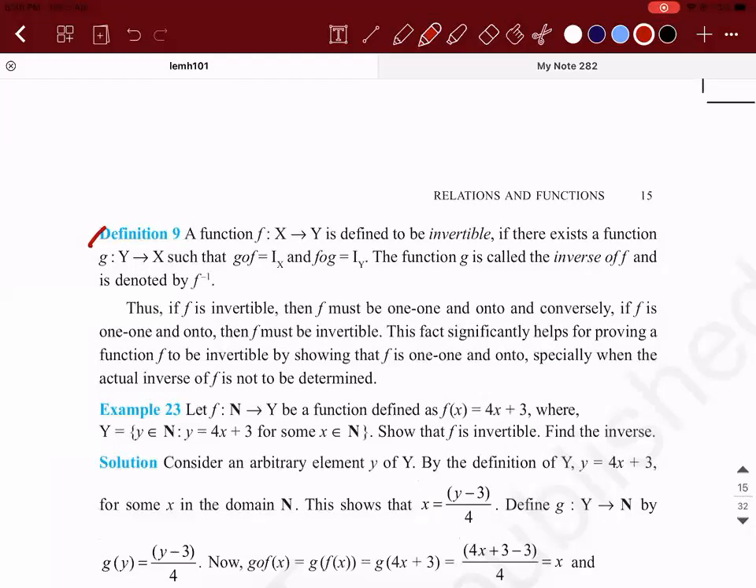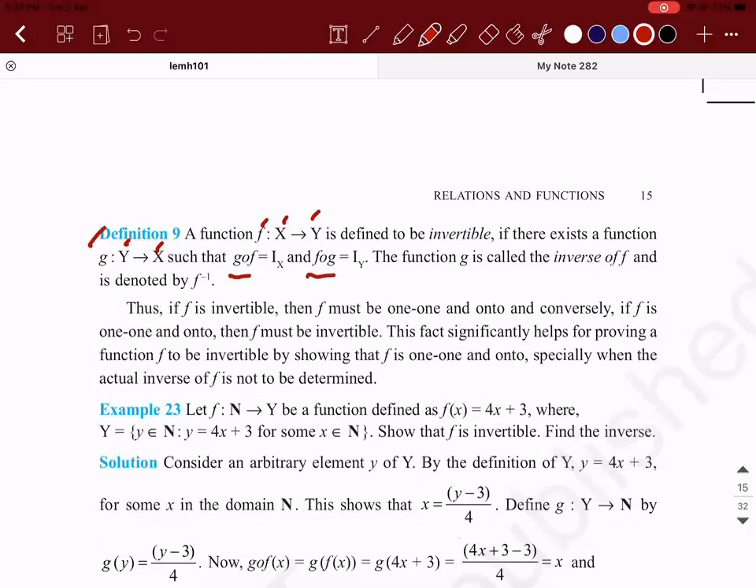Okay. If you have a function mapped from x to y, it is defined to be invertible under what condition? If there exists another function g, which should be mapped exactly in the reverse order. I told you about the 17th problem, you remember? That's where the concept comes from. So if f is a function mapped from x to y, and you have a function g which is mapped from y to x, such that the composition of both the functions, that is g circle f, is going to give you an identity function, and f circle g is also going to give you an identity function.